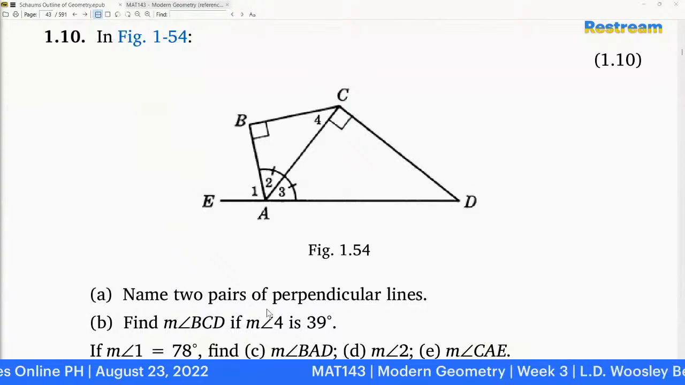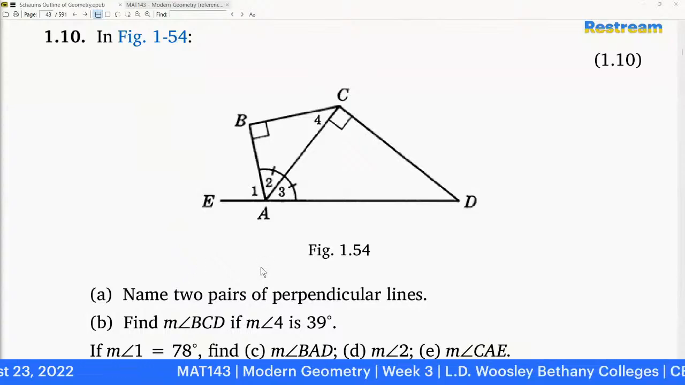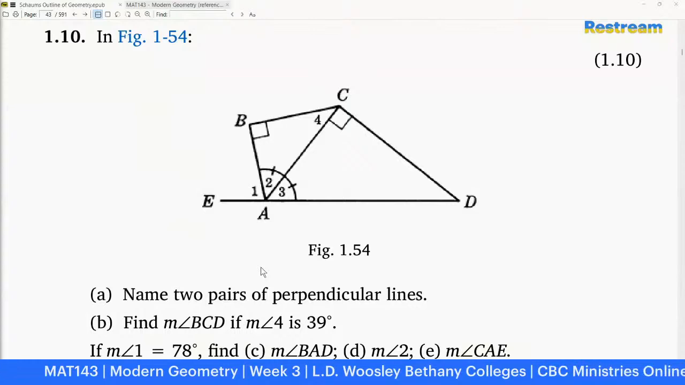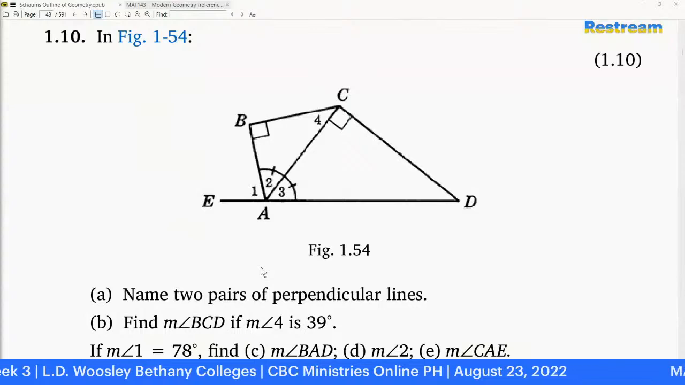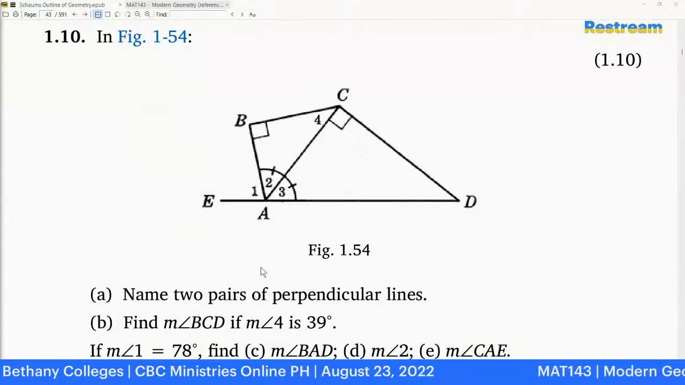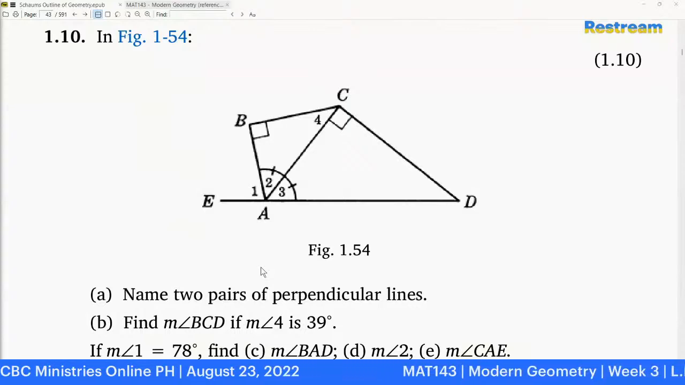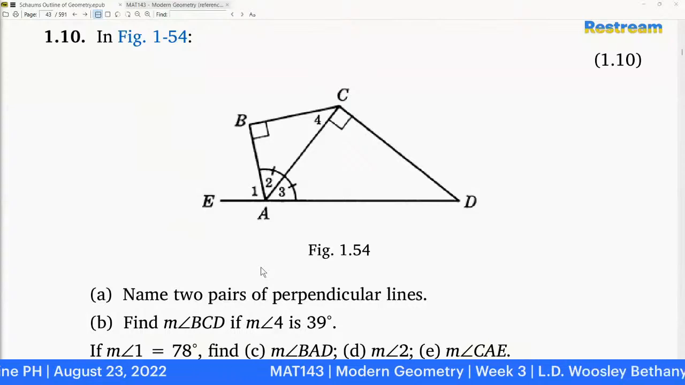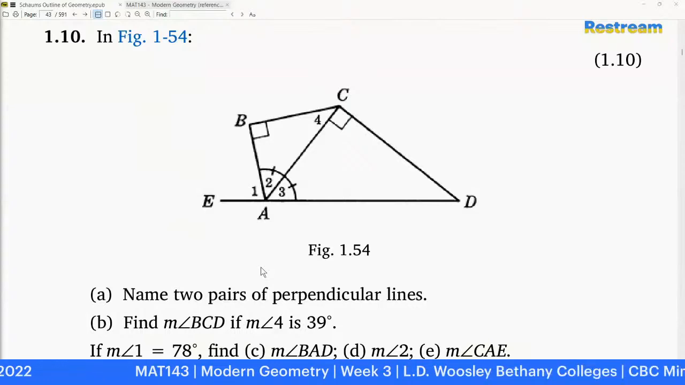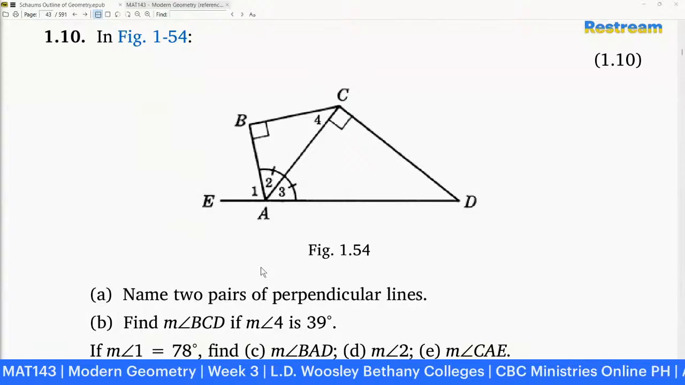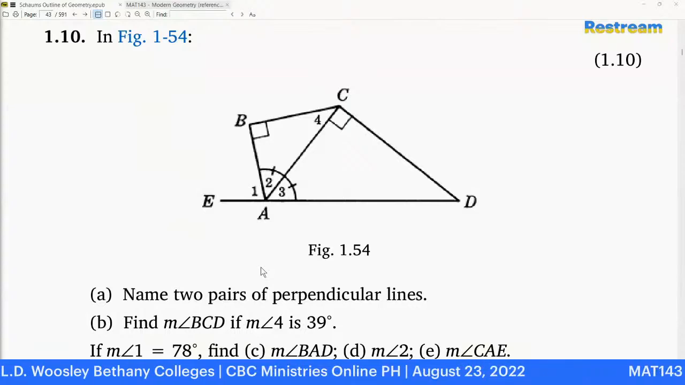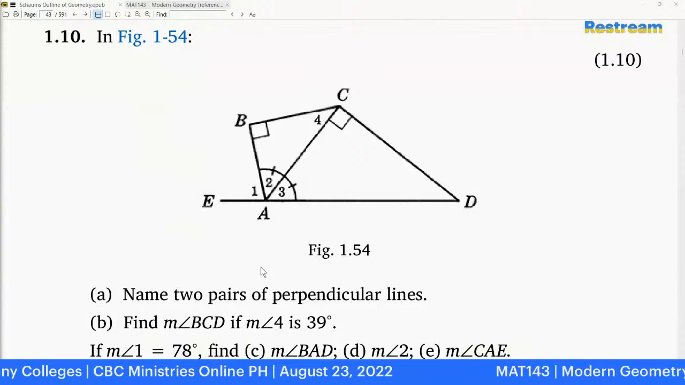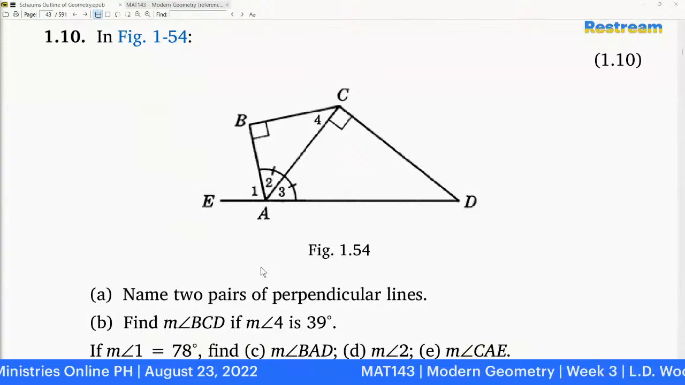Name 2 pairs of perpendicular lines. So obviously by inspection, what will be the perpendicular lines, no, as indicated by the illustration? So they are forming 90 degrees. So segment AB and segment BC. What else? Ayan, so yan. Micaela says AB and CB and AC and BC. Correct.